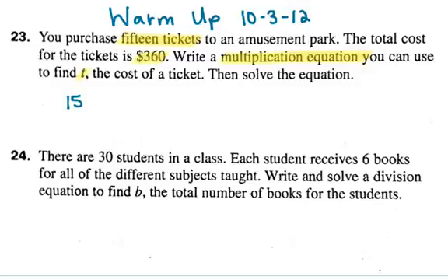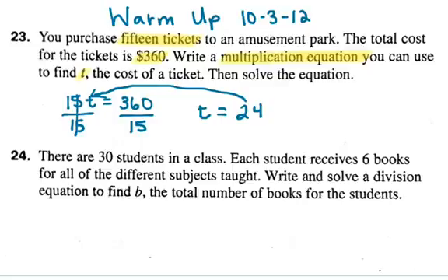So 15 tickets, and t is our variable, so 15t is a multiplication, and to set it up as an equation we need to have an equal sign and the other amount, the total amount, 360. Once I have this, I can go ahead and solve for it, and so I divide 15 by 15 and 15 by 360. 15 by 15 is 1. 1 times t gives me t, and 15 goes into 360 24 times. So the cost of the ticket is $24. Next, we put it back in and we see that 15 times 24 is 360.